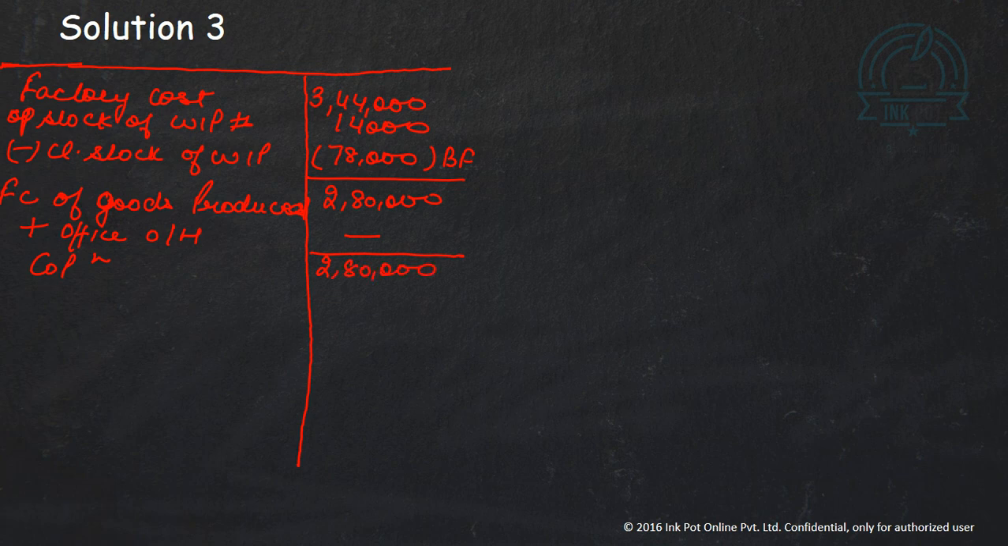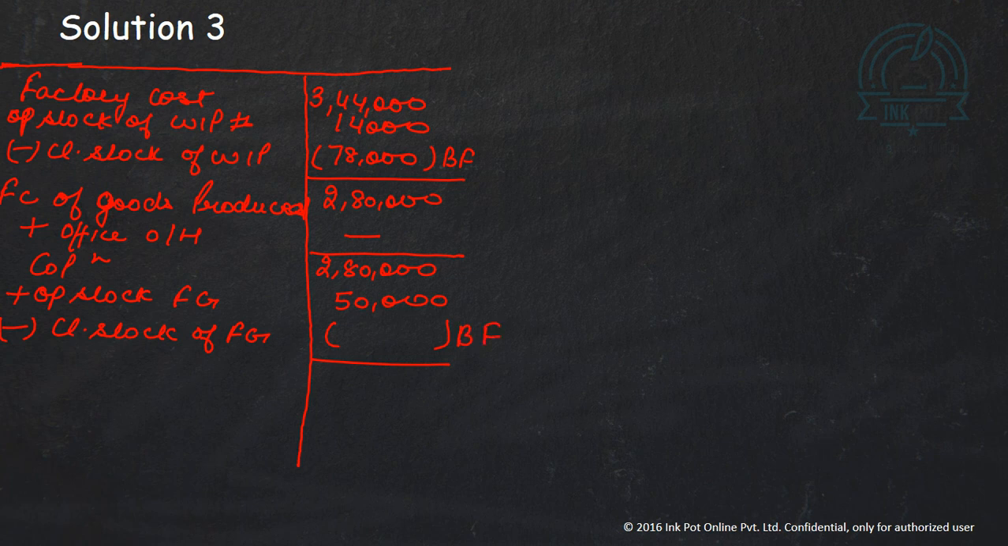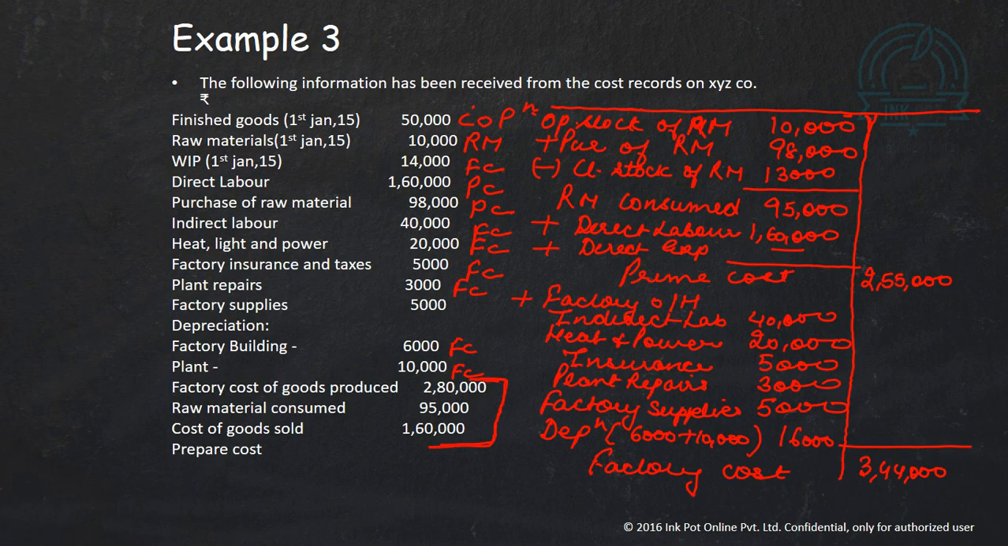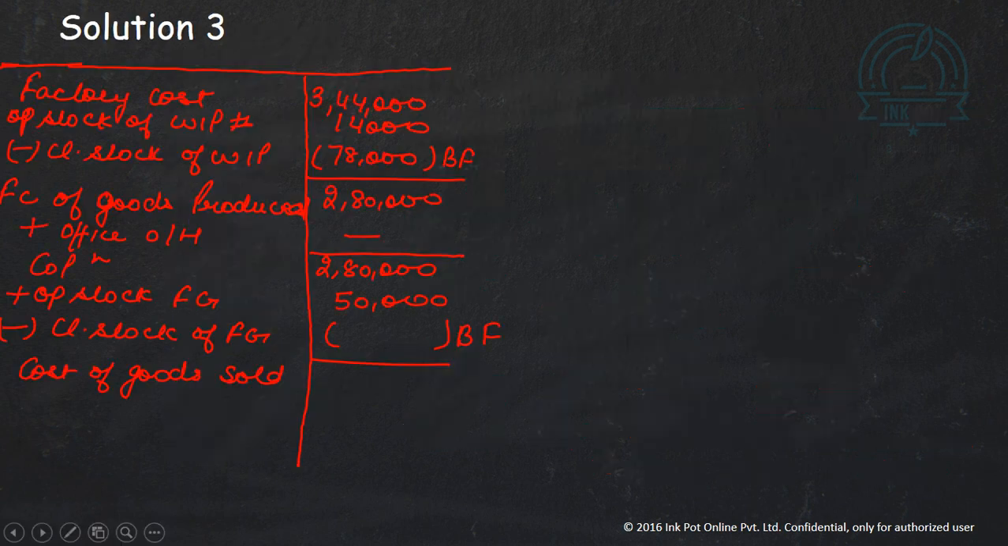So cost of production is the same, 2,80,000. Now we are given the opening and closing stock of finished goods, which is added with the cost of production. So add opening stock of finished goods minus closing stock of finished goods. The opening stock of finished goods was 50,000. I'm adding here. Closing stock we have to find out, this will be our balancing figure, and we will get cost of goods sold. Cost of goods sold is given to us in the question, 1,60,000. So the balance comes out to be 280 plus 50, 330 minus 160. The balancing figure is 1,70,000.